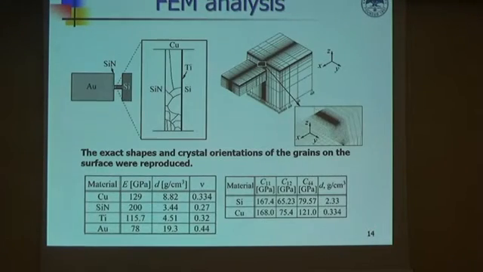So as the next step, we focused on the microscopic stress field due to the deformation constraint between grains. This is the analytical model. In this analytical model, we reproduced each grain in the same position on the basis of the EBSD data. And we considered the anisotropic elastic property of each grain. So we inserted these elastic constants into each grain.